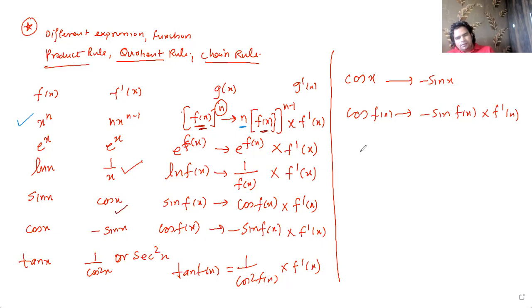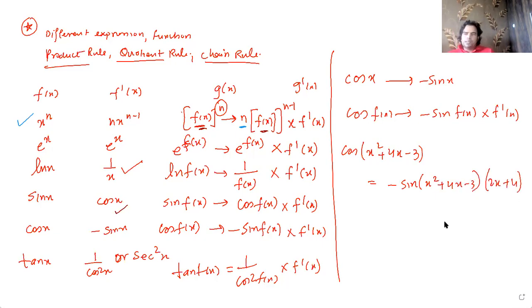Now let us say if you have cos of (x squared plus 4x minus 3), it is going to be negative sine of (x squared plus 4x minus 3) into (2x plus 4). So that's your derivative function here: negative sine of (x squared plus 4x minus 3) times (2x plus 4). First I didn't touch the child function, and after I completed the parent function derivative, I did the derivative of the child function, which is 2x plus 4. And the derivative of 3 is 0.